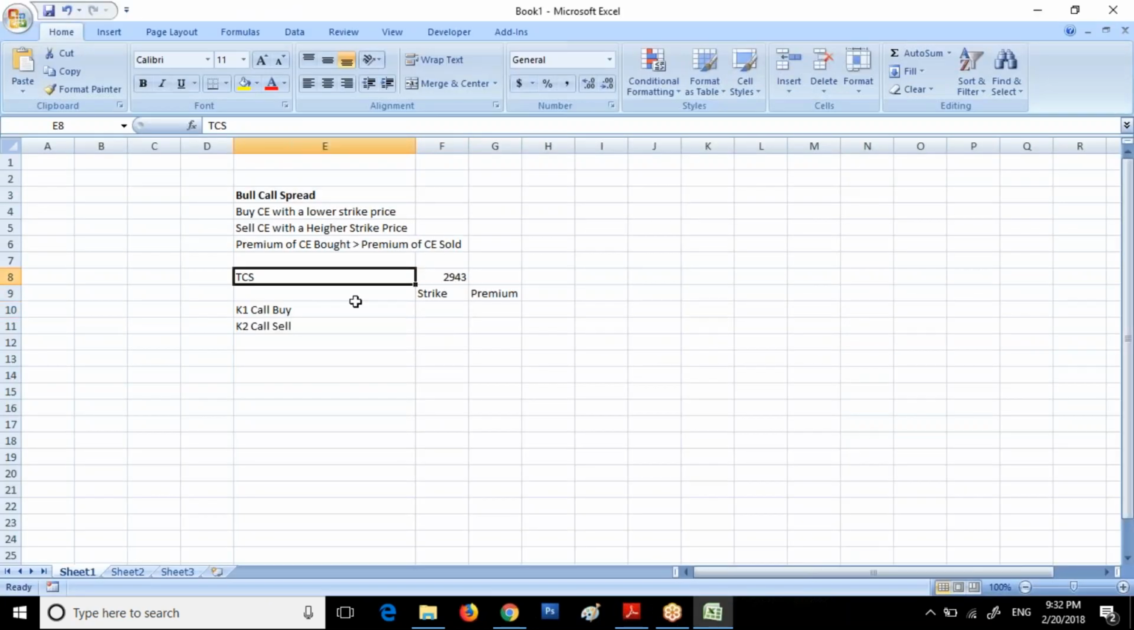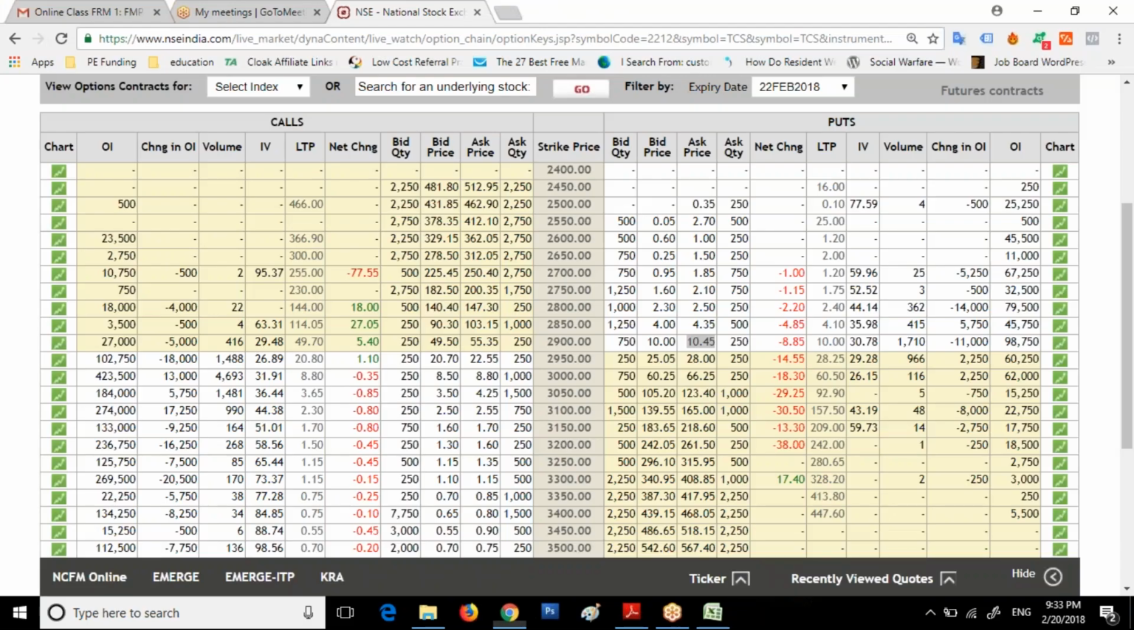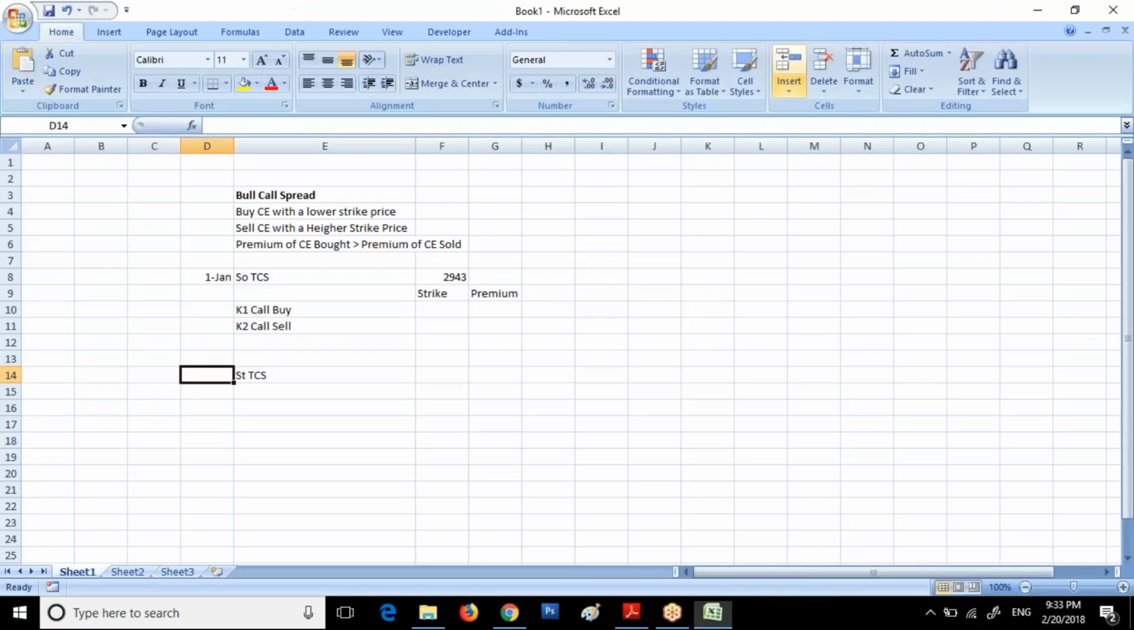Okay, so this is, let's suppose S0, and we have to see the ST of TCS on the date of expiry. So this I can write on 1st January, and let's suppose what is the expiry date? We can see here it is written 22nd of February 2018. So let's say today is 28th of Feb and expiry is 22nd of Feb.